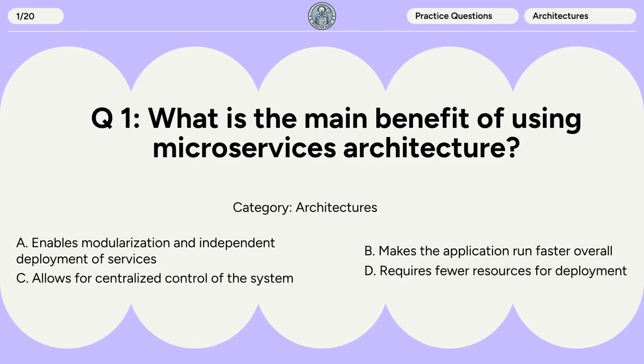Question 1. What is the main benefit of using microservices architecture? A. Enables modularization and independent deployment of services. B. Makes the application run faster overall. C. Allows for centralized control of the system. D. Requires fewer resources for deployment.